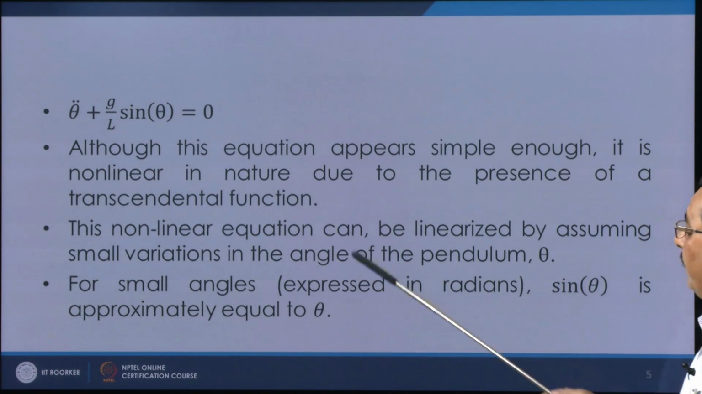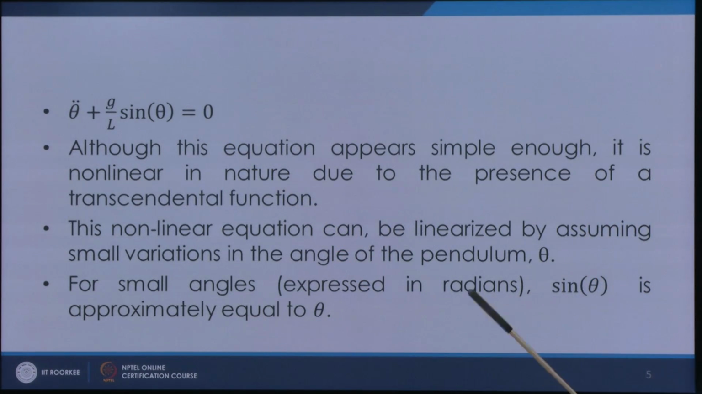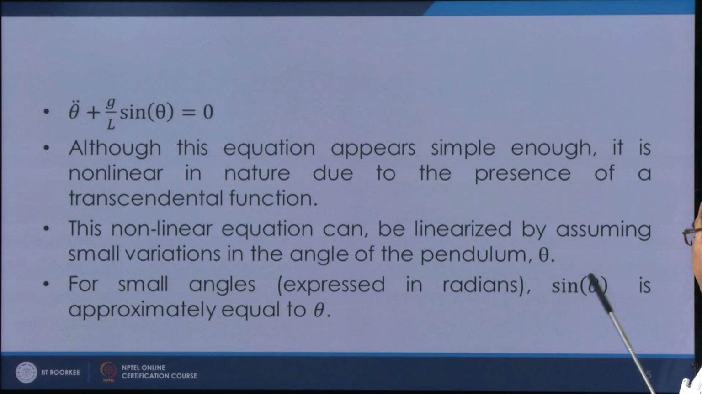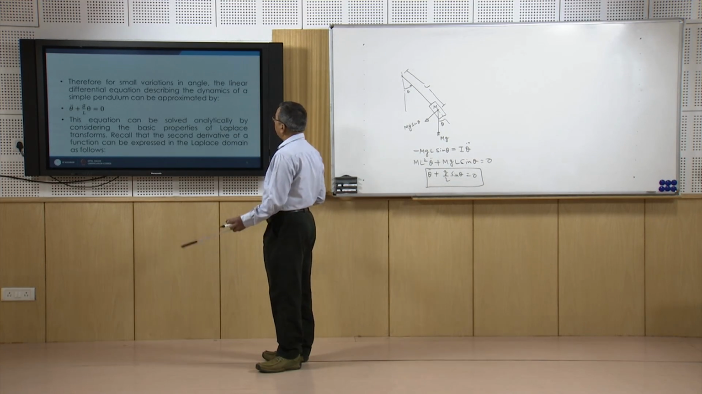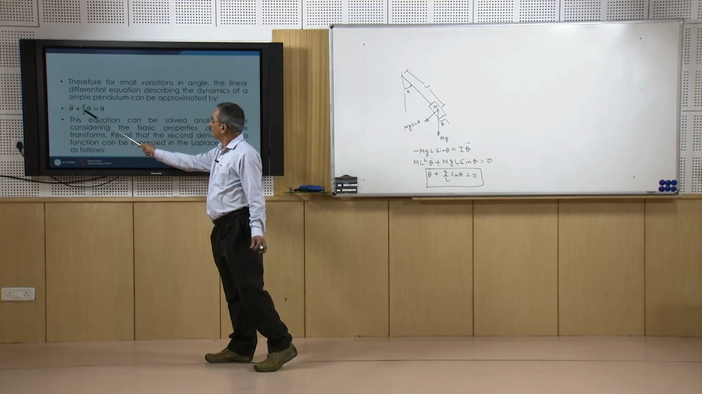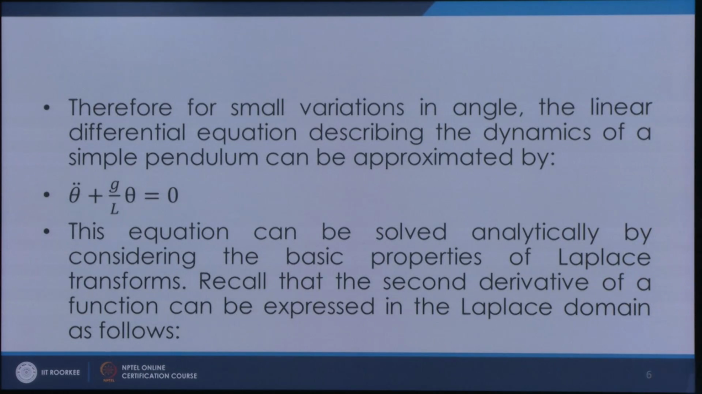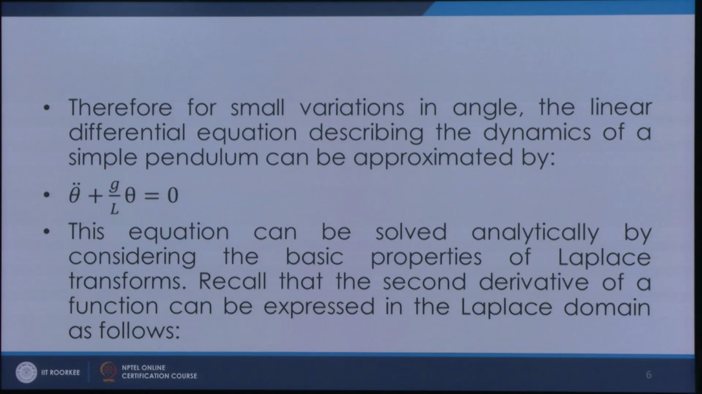Okay. So, we can linearize this equation by assuming a small value of theta. And of course, as I said, for a small angle expressed in radians, sin theta is approximately equal to theta. So, our equation turns out to be this one: theta double dot plus g by l into theta is equal to 0. Okay. And this equation describes the dynamic behavior of the pendulum.